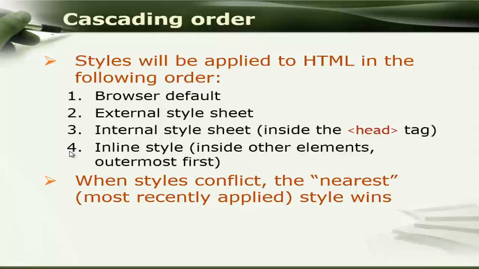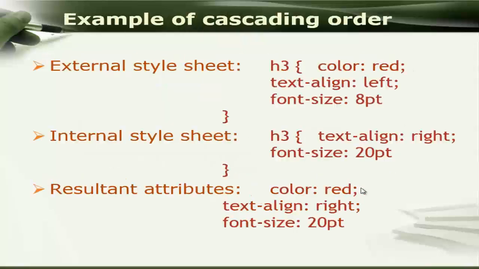So I think I've already told you in the previous class. The nearest one or the most recently applied will win the race always. Okay, that means to say that the one that is inline always wins the rule. Wins the race. Now, if you look at the example over here, in the external, X3 is given some rules.